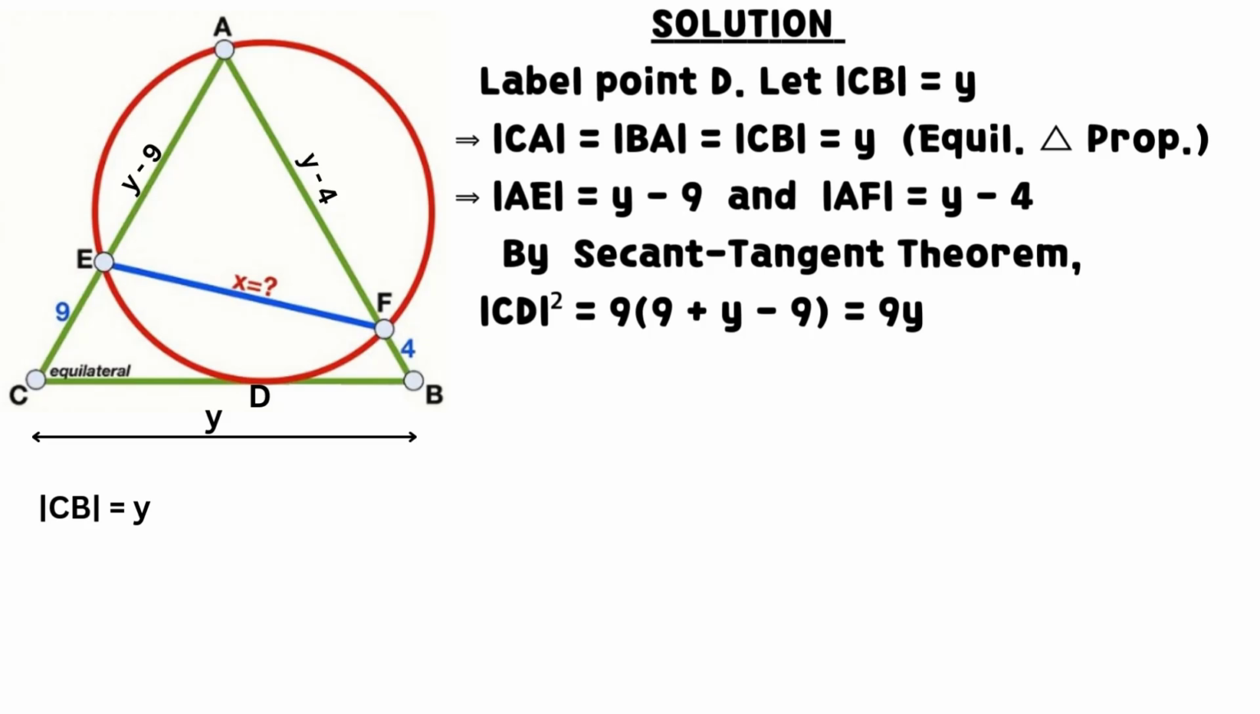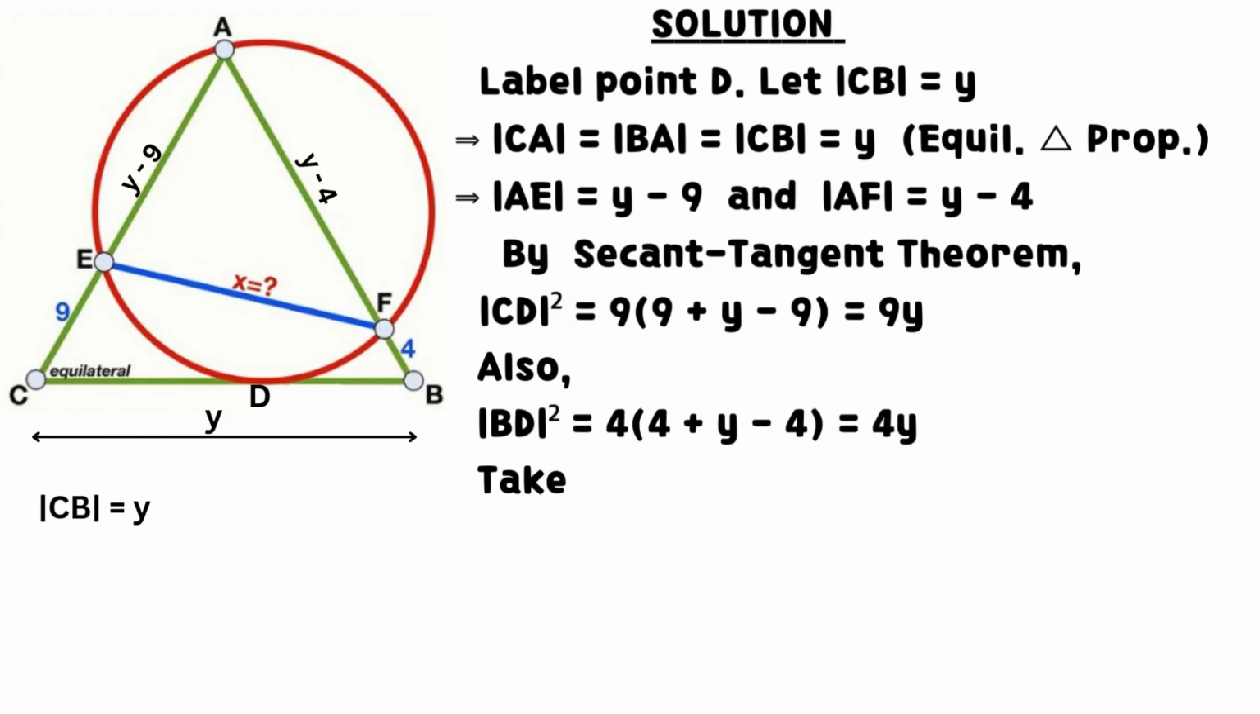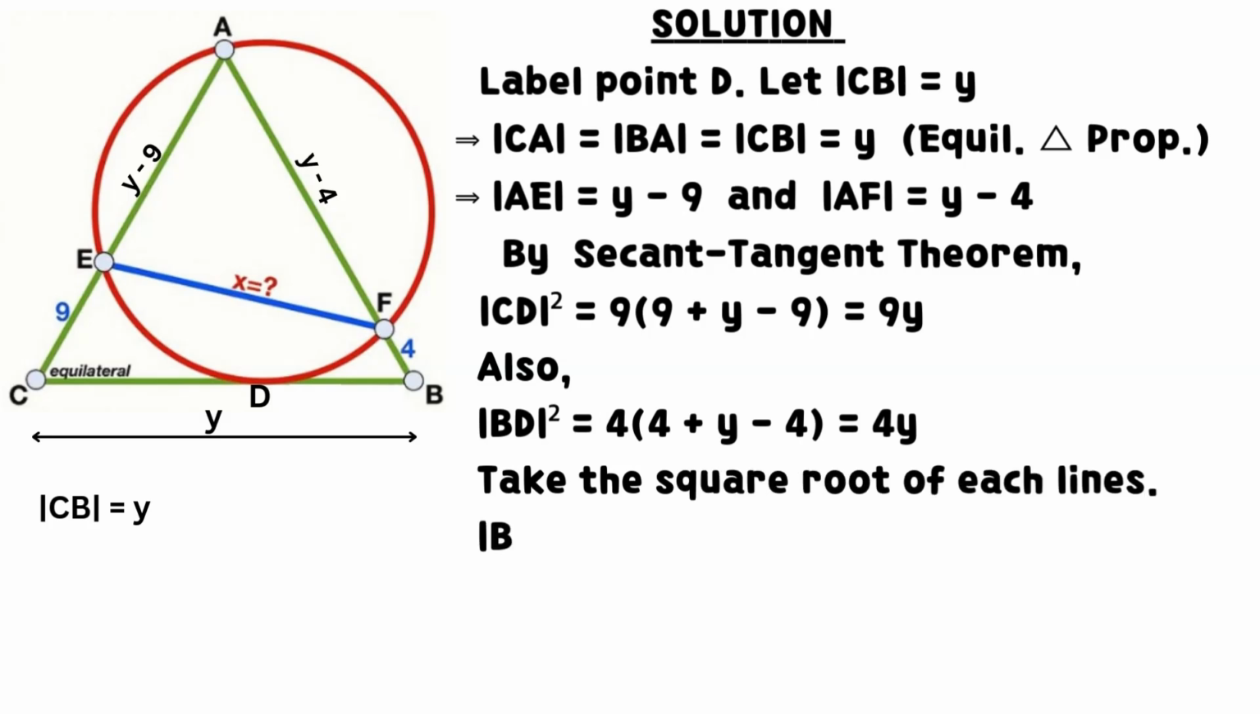By secant tangent theorem, the square of line CD equals 9 times, in bracket, the sum of 9 and y minus 9, bracket closed, equals 9 times y. Also, the square of line BD equals 4 times, in bracket, the sum of 4 and y minus 4, bracket closed, equals 4 times y.